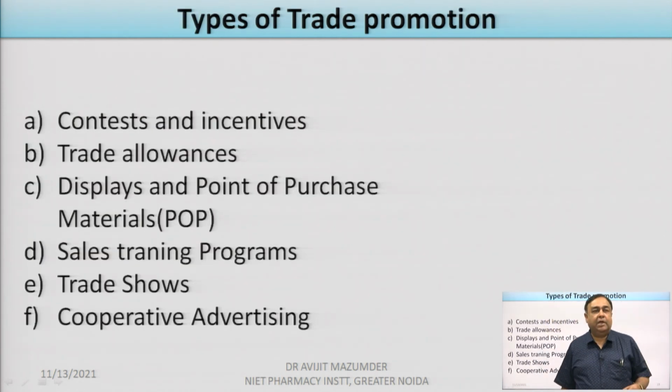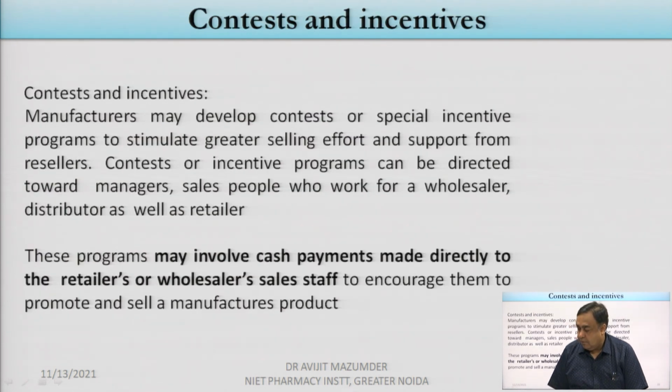What are the various types? As discussed earlier: contest and incentives, trade allowance, displays and point of purchase or POP, sales training program, trade show, corporate advertisement. Again, contest: manufacturers develop contests or special incentive programs to stimulate greater selling effort and support from the resellers.